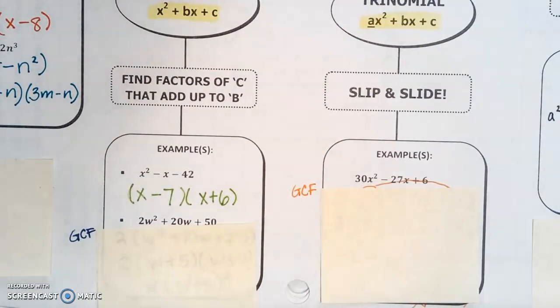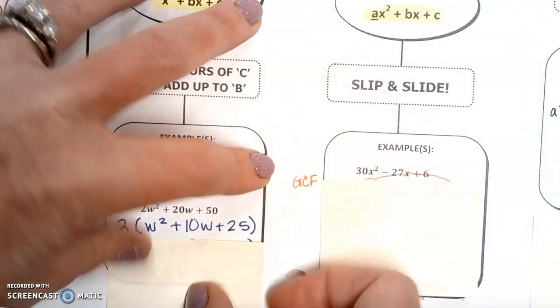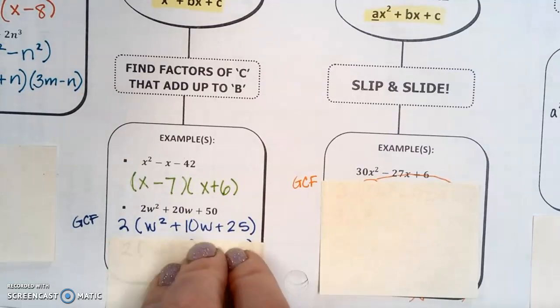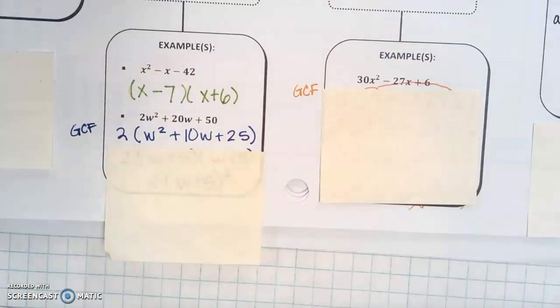All right. The second example has a GCF. 2w squared plus 20w plus 50. What is the GCF here? Just 2. No variable part of it. So if you factor out a 2, you're left with w squared plus 10w plus 25, and then it's easily factorable. What multiplies to get 25 and adds to get 10? 5 and 5, right? They're both positive.